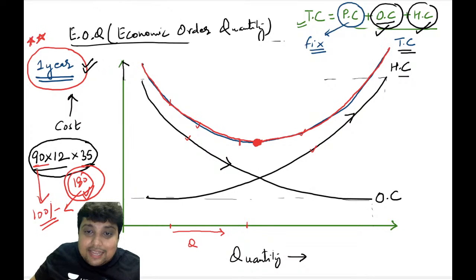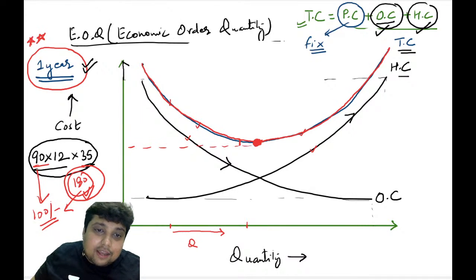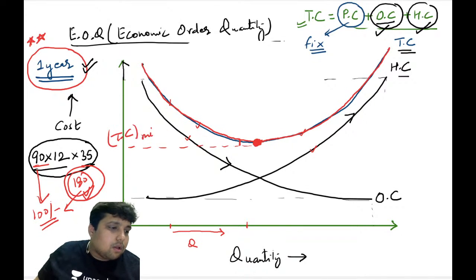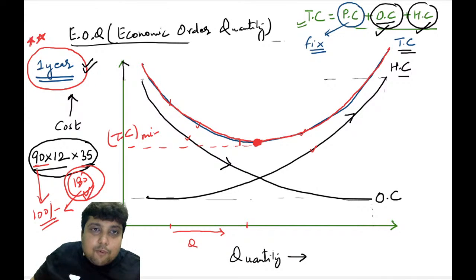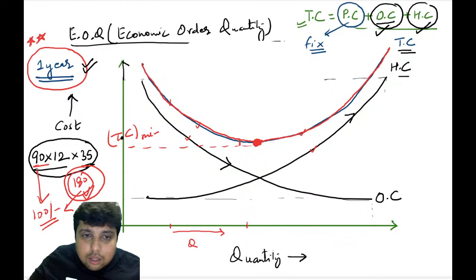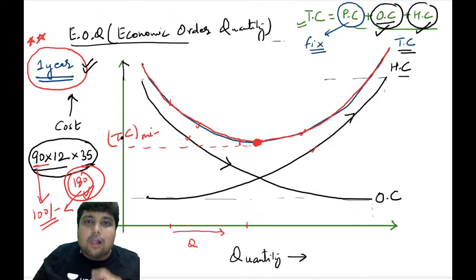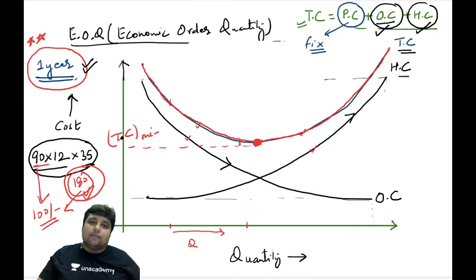So now guys, at this point, the point that I have marked in red color, the total cost is minimum. At this point the total cost is minimum. And remember, all the calculation has been done for 1 year.